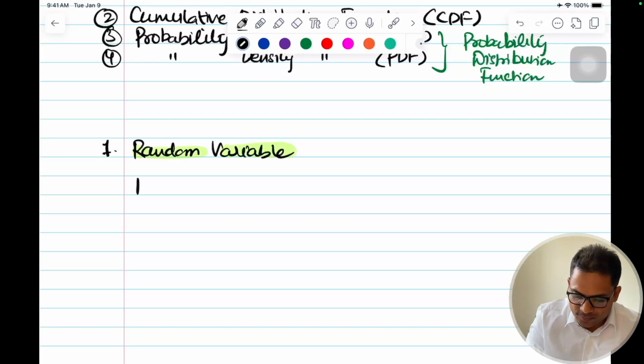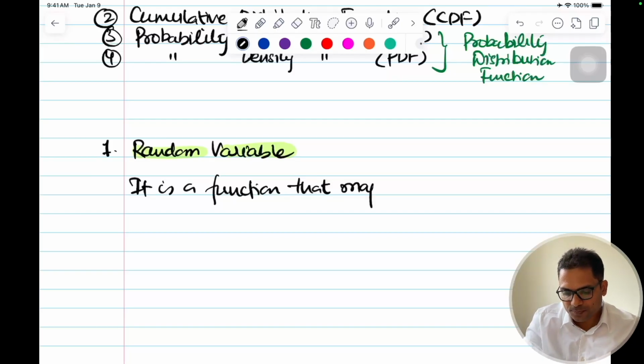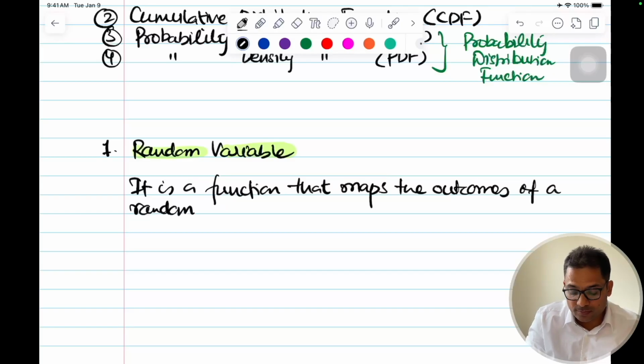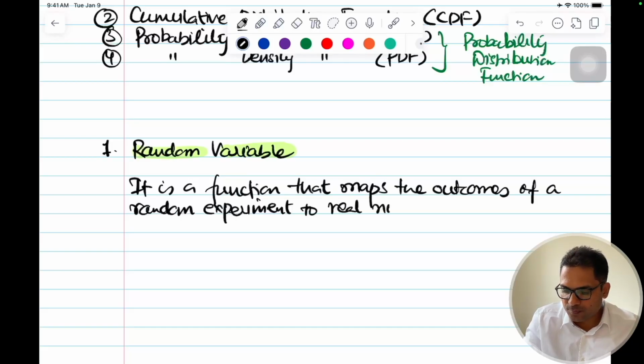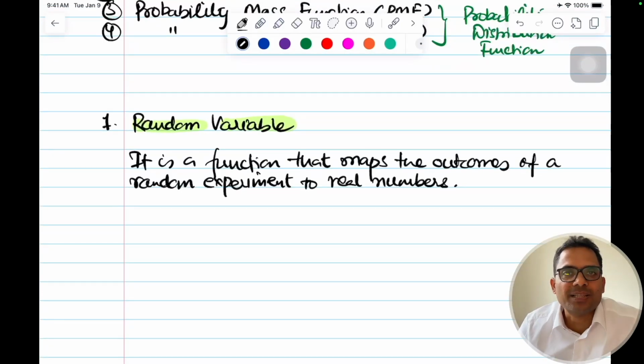It is a function that maps the outcomes of a random experiment, or what is called the sample space that we saw in the last video, to real numbers. And once it is converted to a real number, now we can do all the mathematical operations on that.